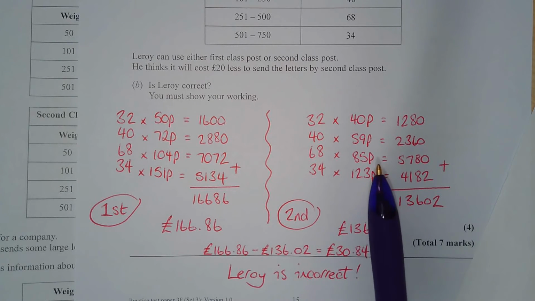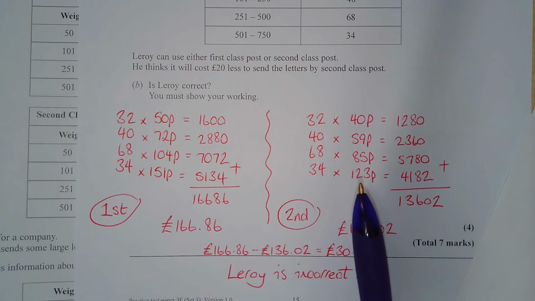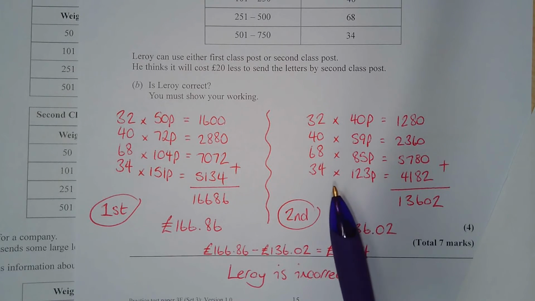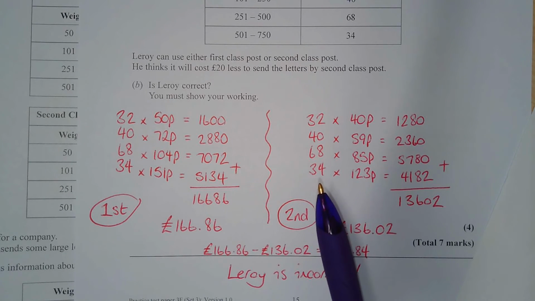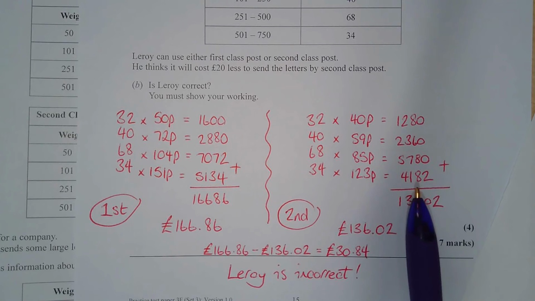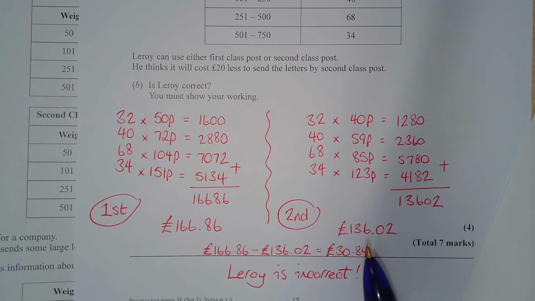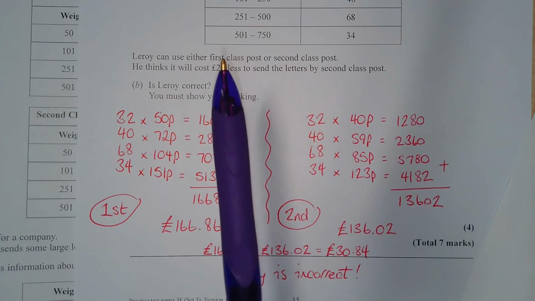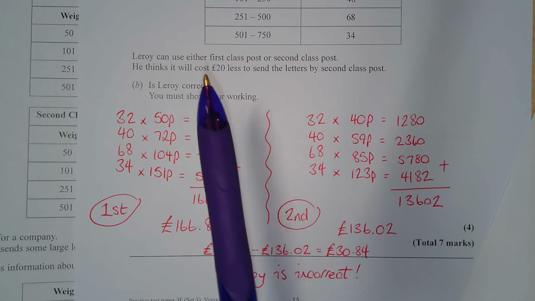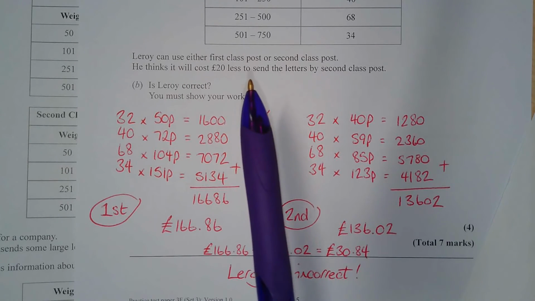Then you'd have to do the same for second class. So we're using all the values here: the 40, the 59, the 85 and the 123, they're the values from the second class table. And these are the letters he's sending in February: 32, 40, 68 and 34. We get a total here in pence, and then in pounds it's £136.02.